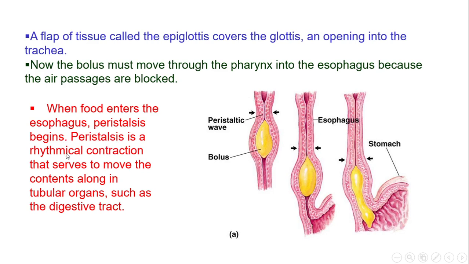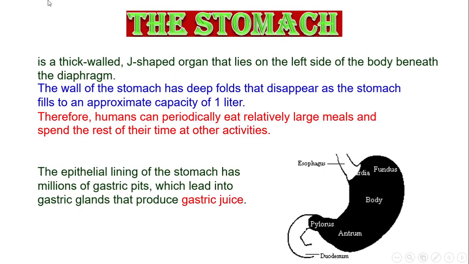Peristalsis is a rhythmical contraction that serves to move contents along tubular organs such as the digestive tract. The stomach is a thick-walled, J-shaped organ that lies on the left side of the body beneath the diaphragm. The wall of the stomach has deep folds that disappear as the stomach fills to an approximate capacity of 1 liter.